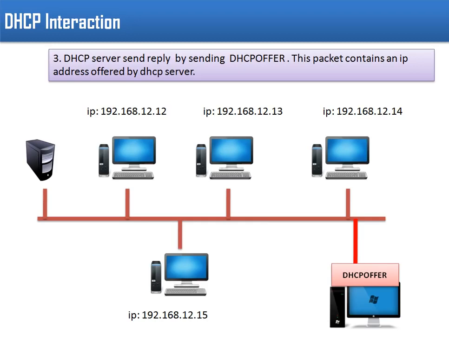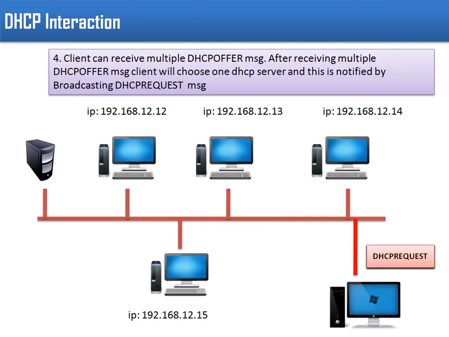So this node received the DHCP offer. In case a network has multiple DHCP servers, this machine will receive multiple DHCP offer packets. Now it's up to this machine which offer it will select. So now this machine has received a DHCP offer in response to the DHCP discover packet, and let's say this machine agrees with the IP address offered by this server. In that case this machine will send a packet that is known as DHCP request.